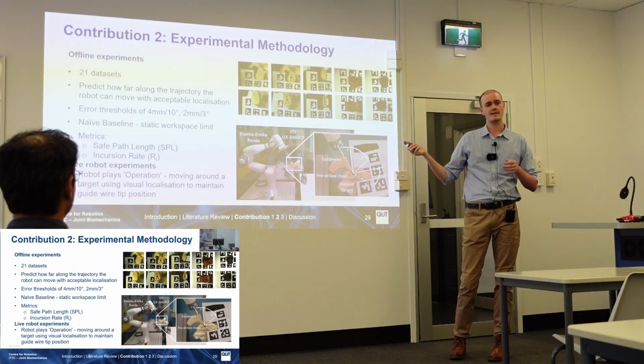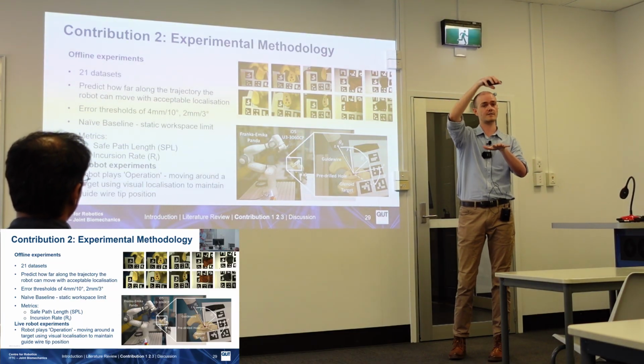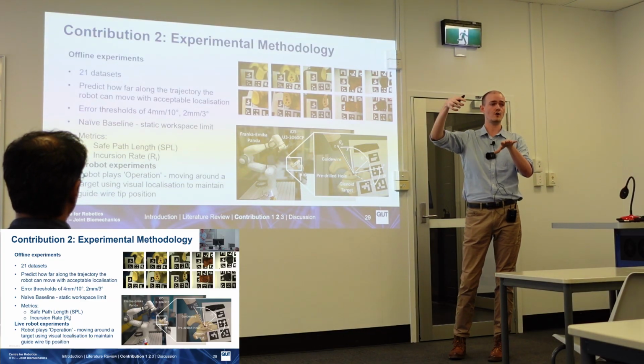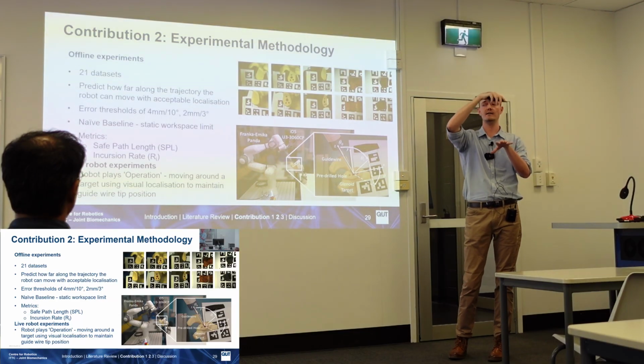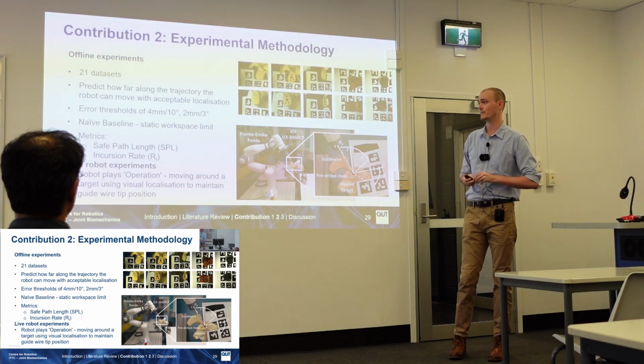In these experiments, each of these datasets represents a robot trajectory around the target object, and we apply our prediction approach to see how far along the trajectory in the dataset the robot can move before localization failure, and we compare the actual failure point with the predicted failure point.